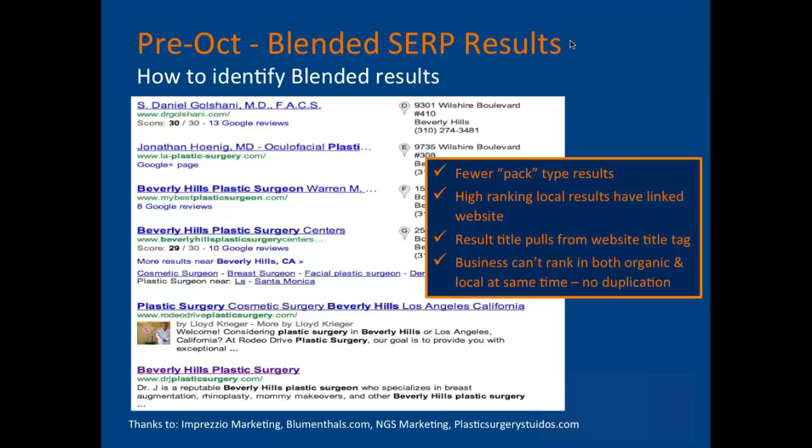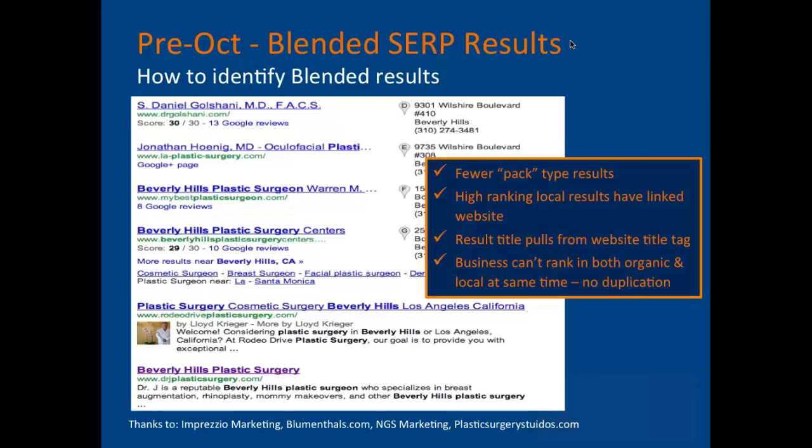High-ranking local results would have to have a website link to it because the website was a key factor, and organic ranking signals are a key factor in ranking locally. So you'd have to have good domain authority for your website to rank locally. And then some of the content was pulled from the website rather than from your Google Plus Local page. And also businesses weren't able to rank in both organic and local results at the same time.